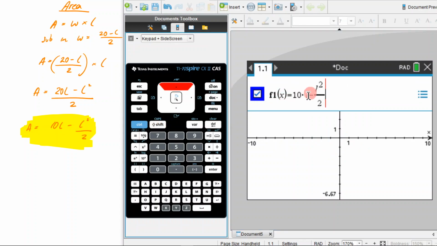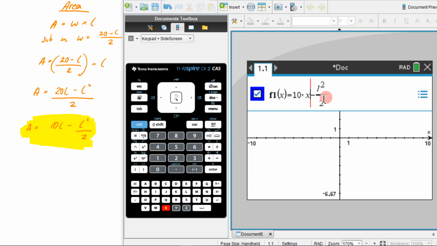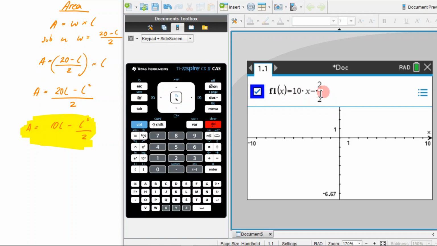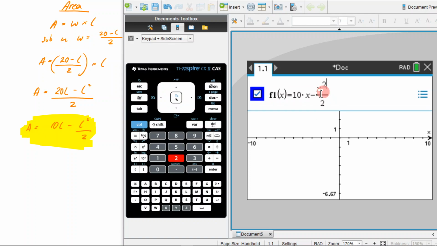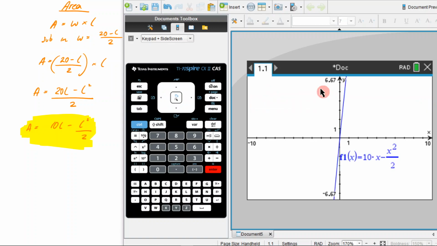So that means whenever you're graphing things, do it in terms of X when you're graphing. As long as you remember what it is, it's fine. And then it graphs it nicely for me.